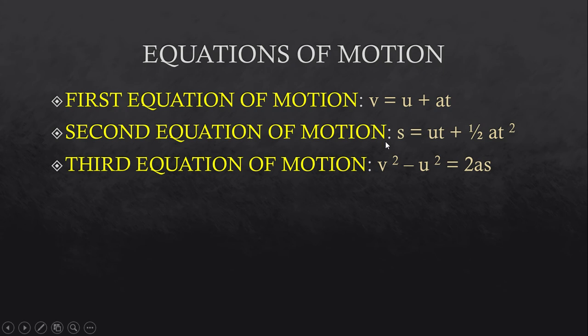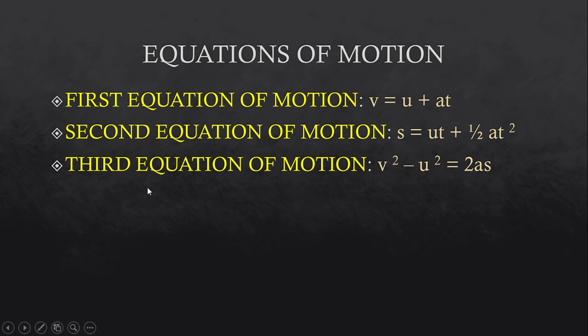Now, second equation of motion is s equals ut plus half at square. Again, you can see there are four quantities like displacement, you have initial velocity u, then time, then acceleration. So there are four different quantities. If you know any three of them, you can calculate the fourth one. So suppose if your friend is traveling and you know his initial velocity, you know the time taken by him, you know the acceleration, you can calculate how much distance he has traveled during his journey, right?